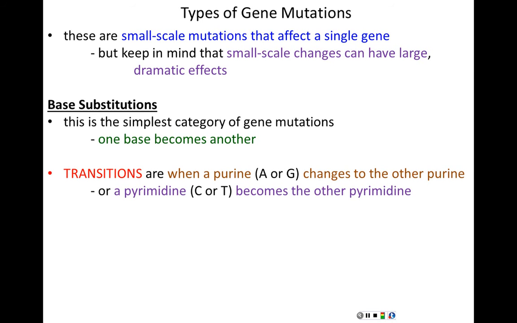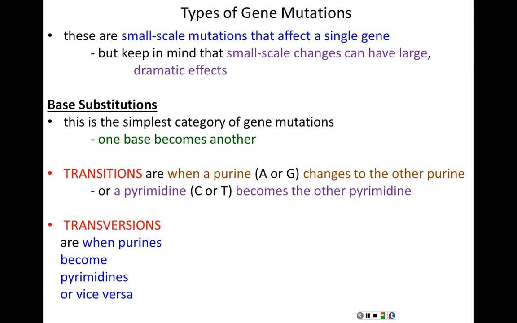The other class of nucleotides, the cytosines and thymines, are the pyrimidines. And uracil, too, is also a pyrimidine, just to keep that straight and accurate. So when a pyrimidine becomes another pyrimidine, in other words, when a C becomes a T or a T becomes a C, we're also dealing with a transition.